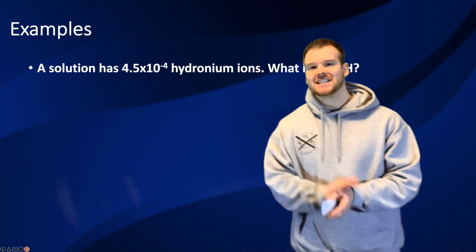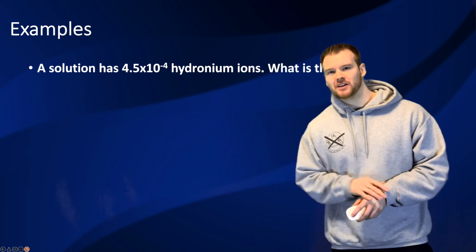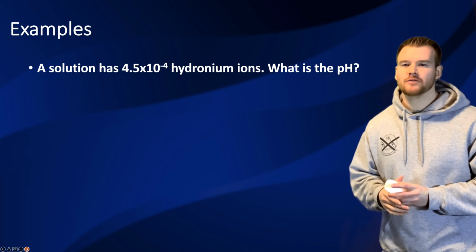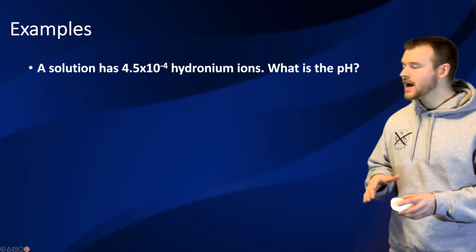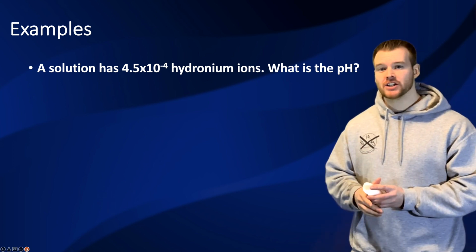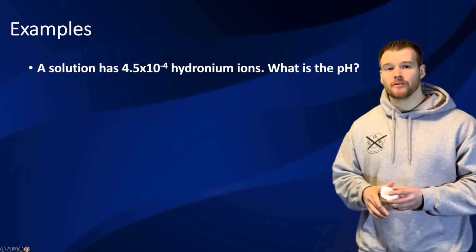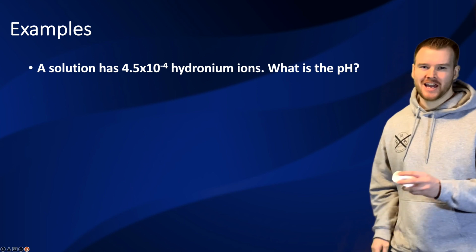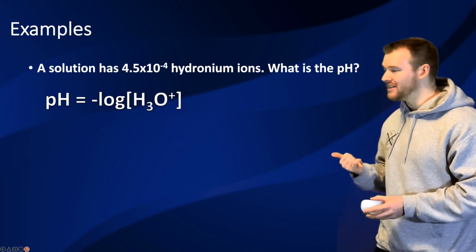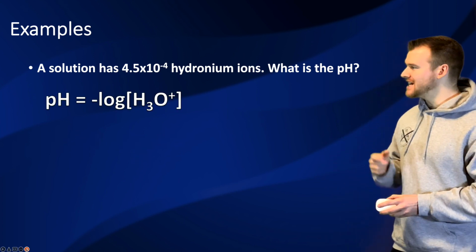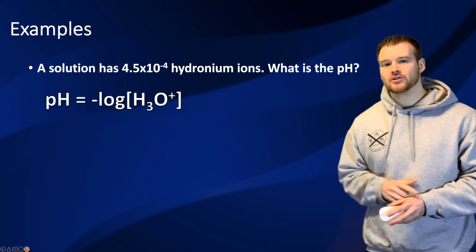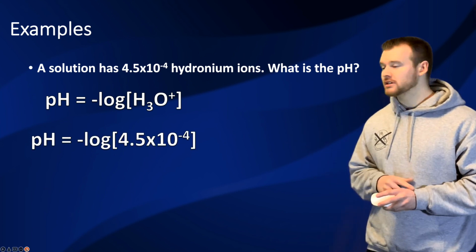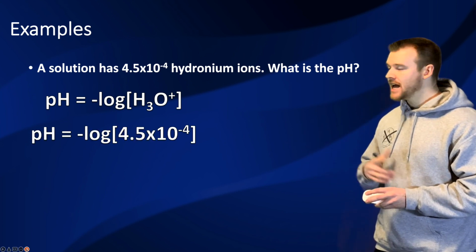Speaking of solving questions, let's now just do a couple of examples before we conclude the video. A solution has 4.5 times 10 to the negative 4 hydronium ions, or a concentration of 4.5 times 10 to the negative 4 moles per liter. Probably should have put that there. What is the pH? So now we have our formula like we saw on the last slide. pH is the negative log of the hydronium ion concentration. So I just plug in that number there, and I should get my answer.